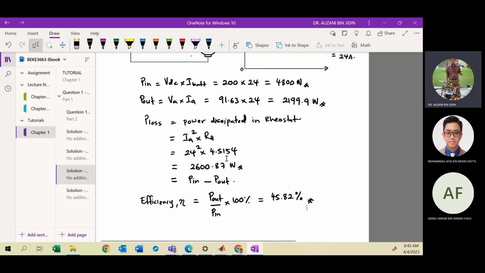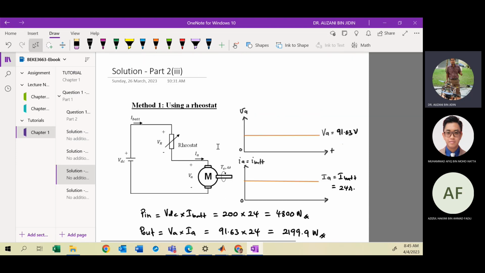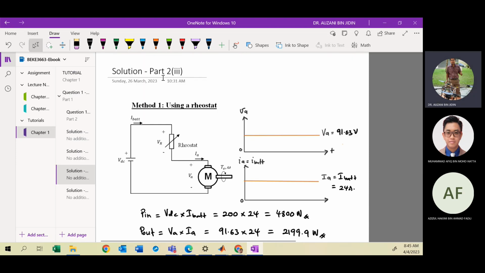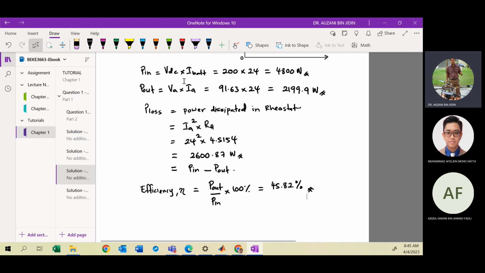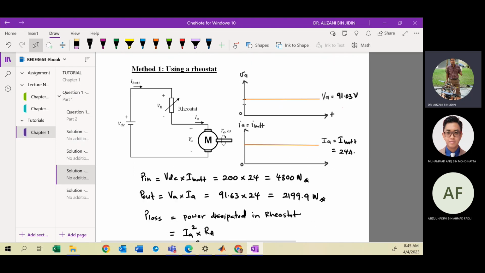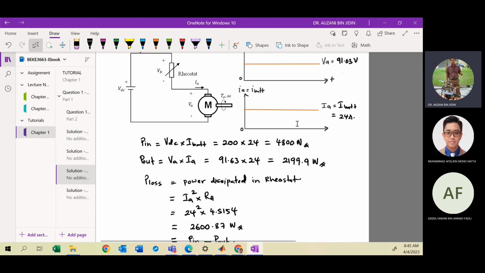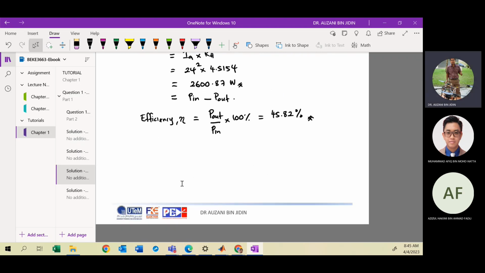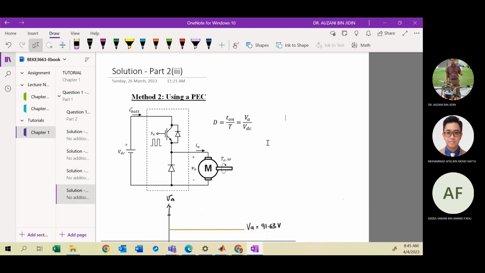Okay, so this is the calculation for method number 1. And for part 2, you need to compare the efficiency performance obtained in method 1 and method number 2. So this is the process: first, you need to know how to sketch the waveform, calculate the input and output power, the losses, and efficiency. So we go to method number 2, using the power electronic converter. PEC stands for power electronic converter.